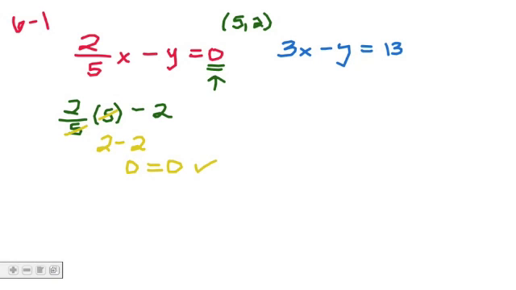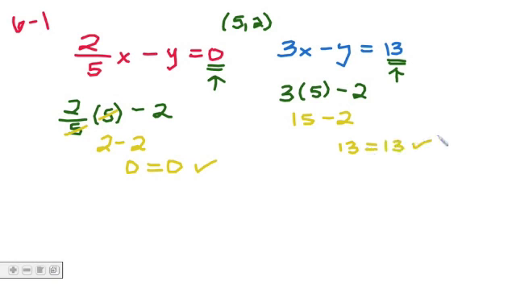All right, let's try this one over here. So I'm going to do a swap out again. So 3 times 5 minus 2. And the answer I should get this time is 13. If I get 13, then this is a true solution. So this gives me 15, take away 2. That is 13, and 13 does equal 13.